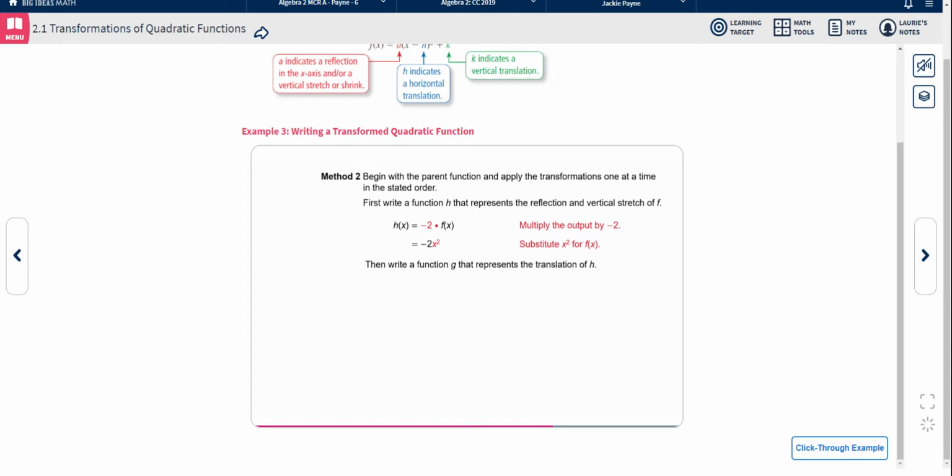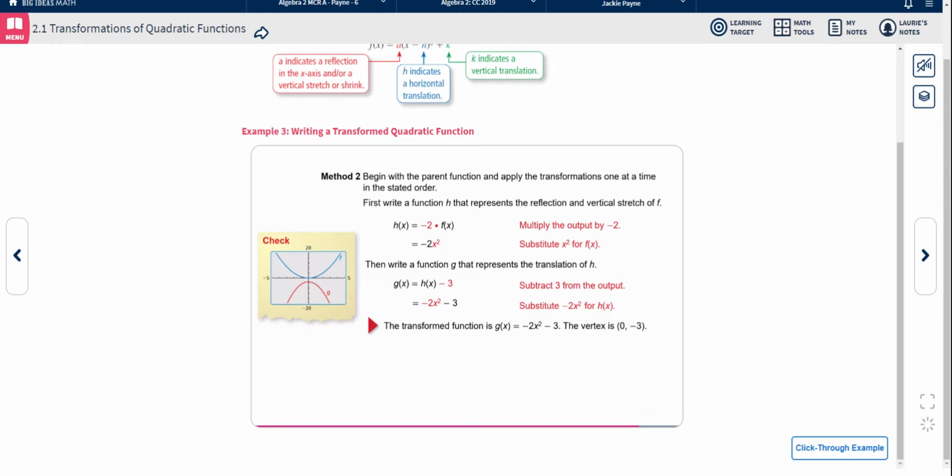Then write a function g that represents the translation of h. Subtract 3 from the output, or h of x. Write g of x equals h of x minus 3. Substitute -2x squared for h of x to get -2x squared minus 3. The transformed function is g of x equals -2x squared minus 3. The vertex is (0, -3).